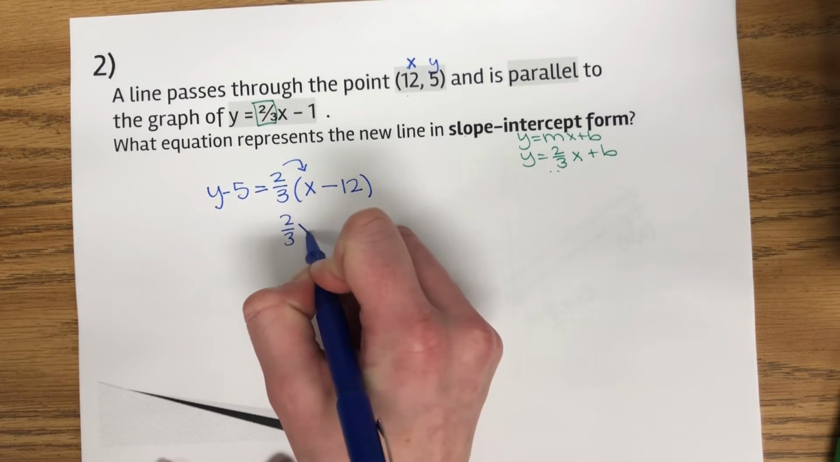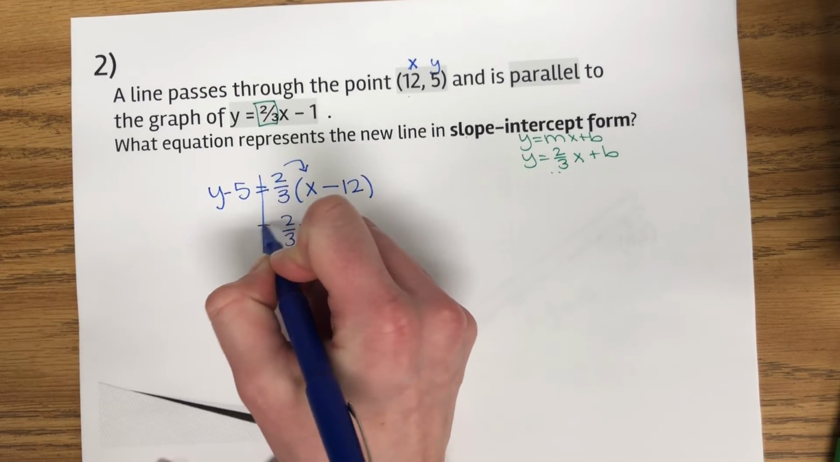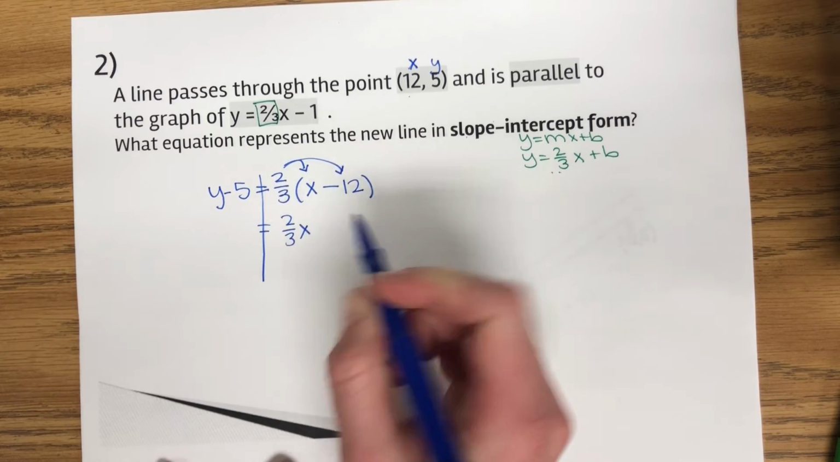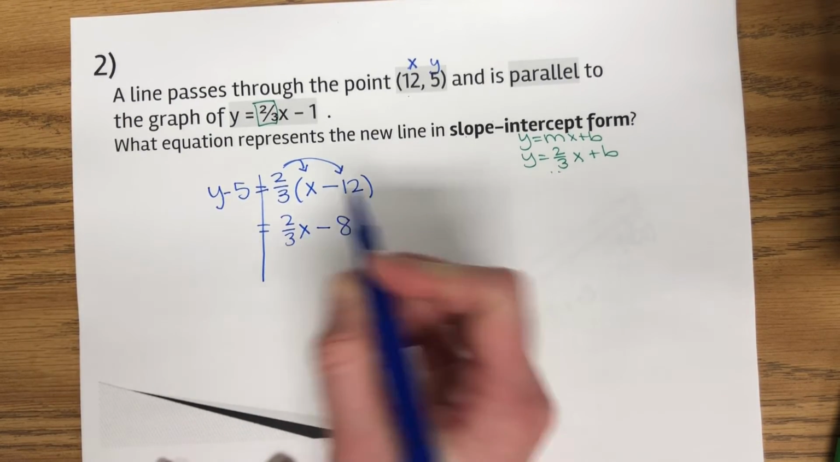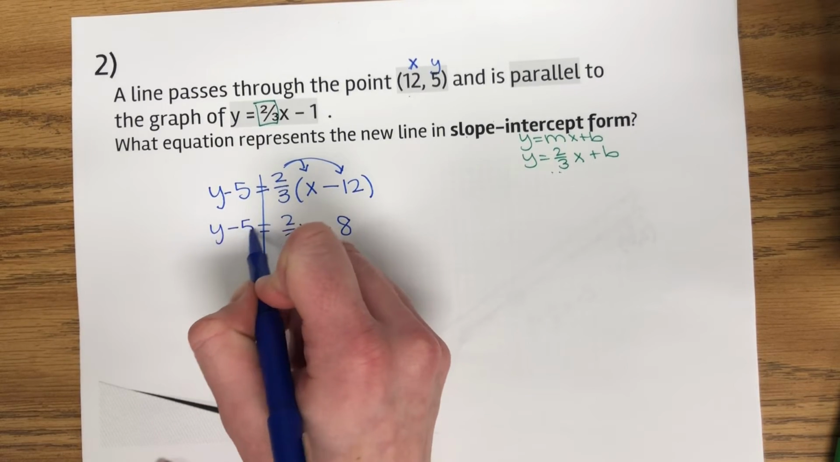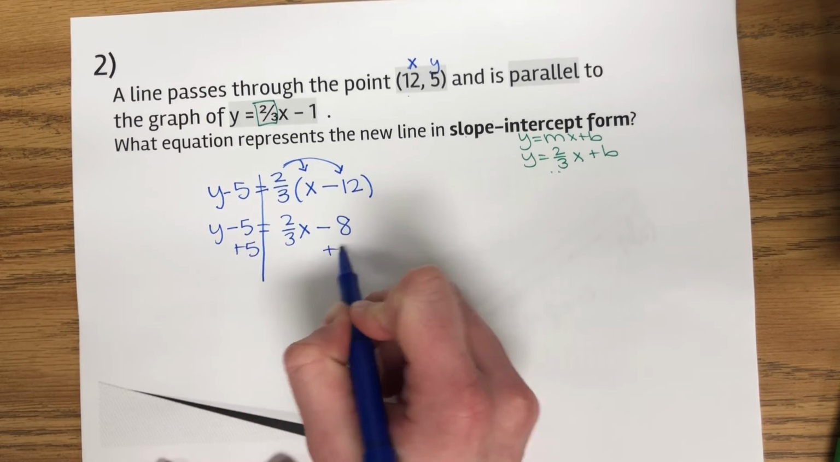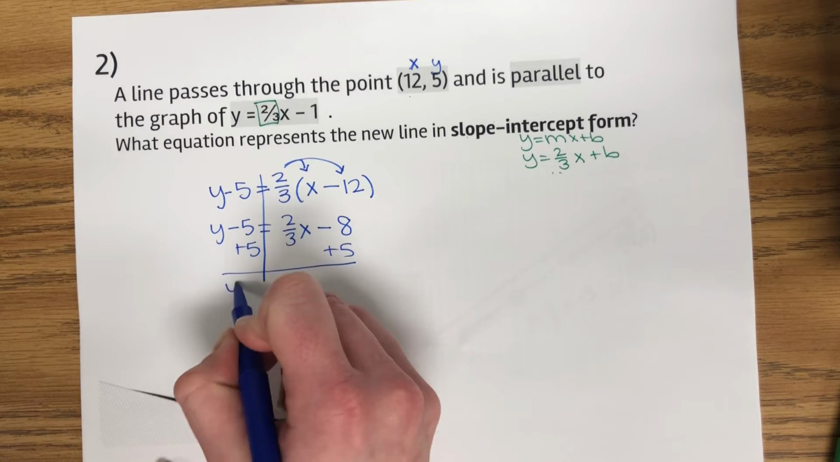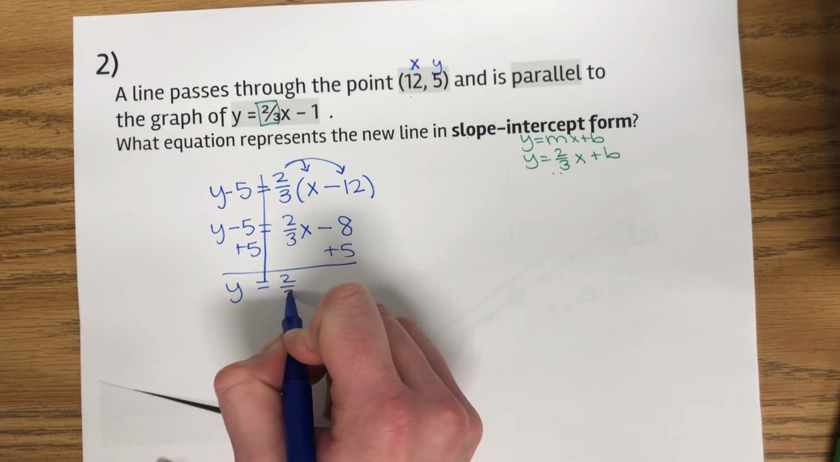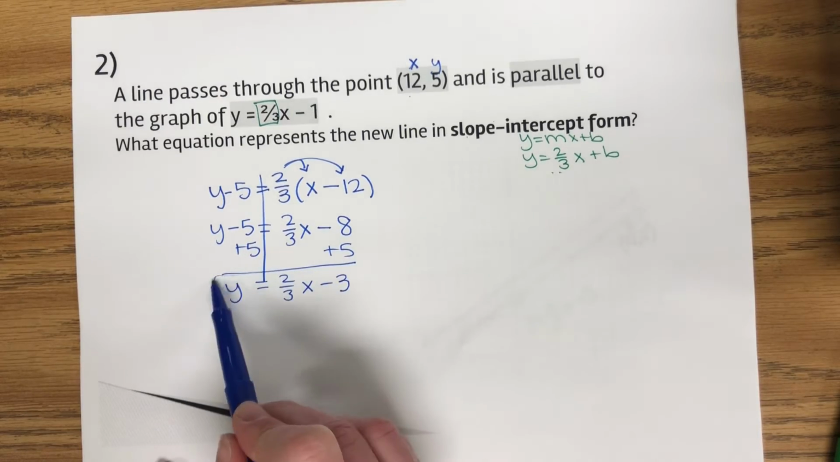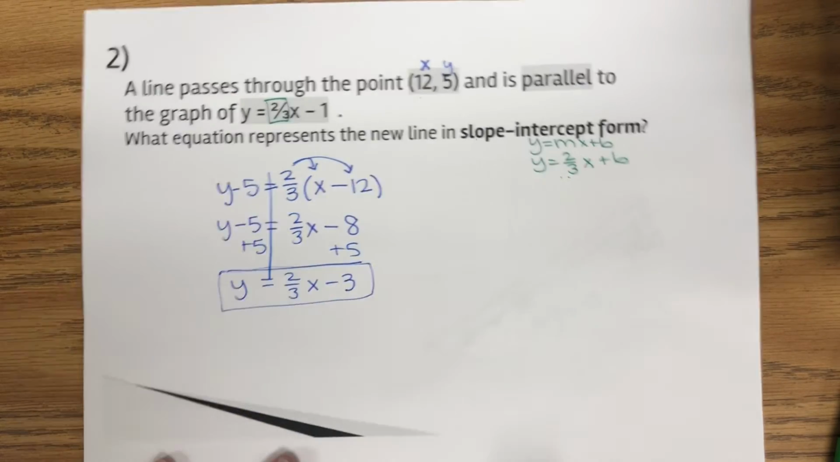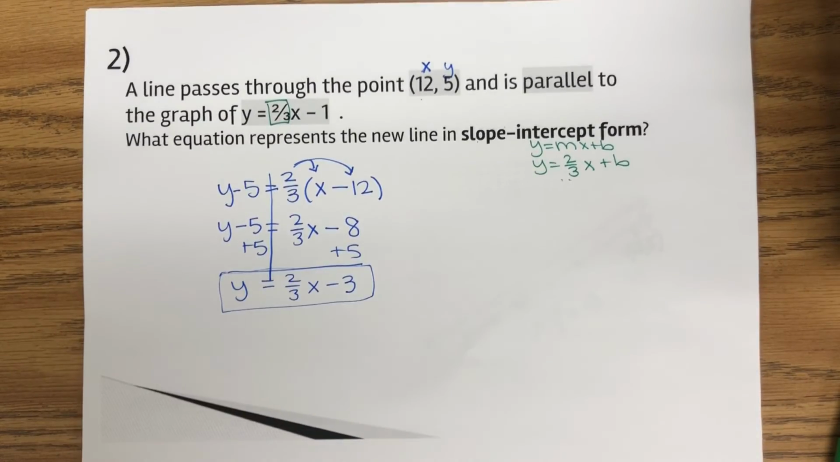So 2/3 x, distributing here. And then 2/3 times -12, a positive times a negative is a negative. 2/3 of 12 is 8. And then add 5 on both sides. You get y equals 2/3 x minus 3. And that is your equation in slope-intercept form.